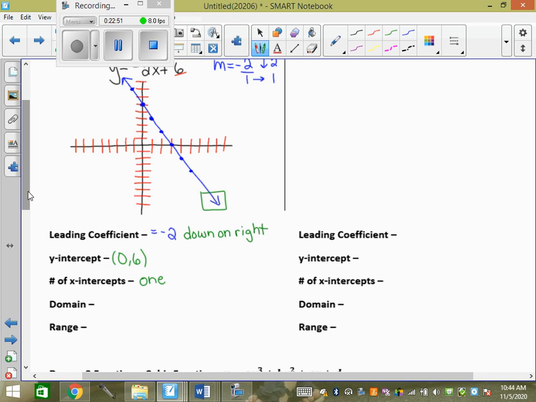So say I say 5. Yeah, there's a point for 5. What if I say 0? Yeah, there's a point for 0. What if I say negative 3? Yeah, I can find a point on this graph at negative 3, right? Are there any places I can't find a point on this graph for x?